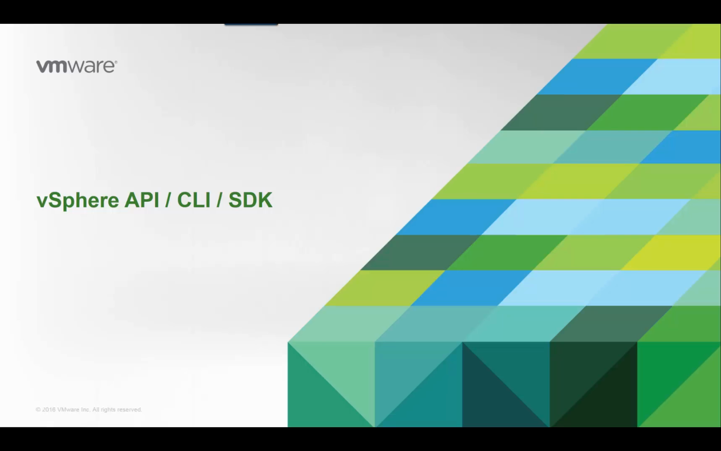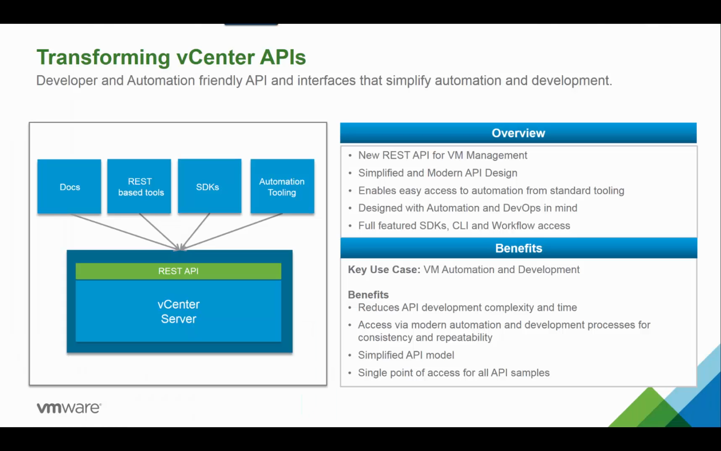So now we're going to talk a little bit about the vSphere APIs, the CLI command line tool, and the SDK. We've made some improvements to our vCenter API. There's a new REST API to do VM management. This is a more simplified and modern API design that most organizations are using when developing applications for automation as well as DevOps. It provides full-feature SDKs, CLI, and workflow access.